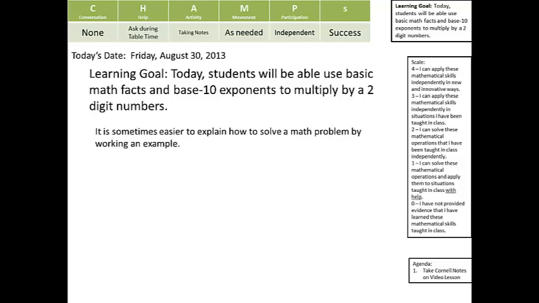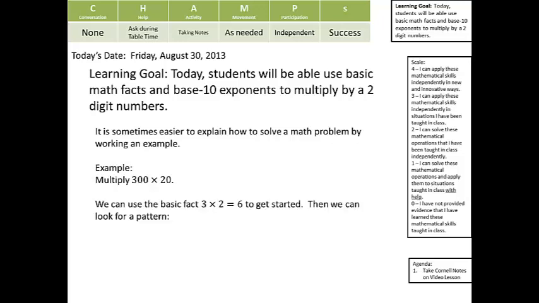Often in math, when we have a more complex problem, it's easier to work out some examples to illustrate that problem. So we're going to do that with today's lesson. We're going to look at a larger number like 300 times 20. We can use the basic math fact of 3 times 2 is equal to 6 to get us started. And as we move through this, we're going to look for a pattern.